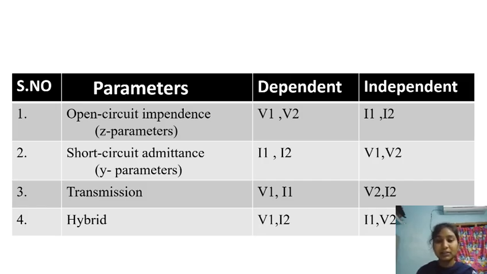In Z parameters, V1 and V2 are dependent, I1 and I2 are independent. In Y parameters, I1 and I2 are dependent, V1 and V2 are independent. In transmission, V1 and I1 are dependent, V2 and I2 are independent. In hybrid, V1 and I2 are dependent, I1 and V2 are independent.